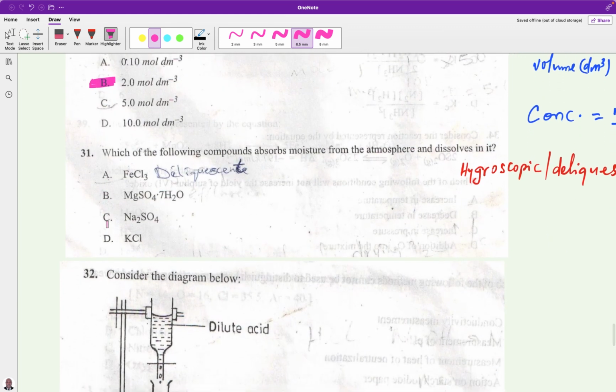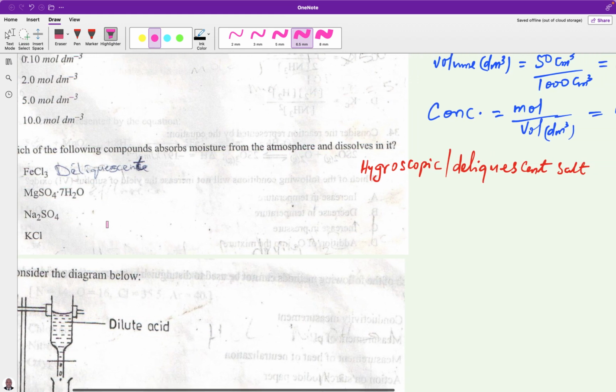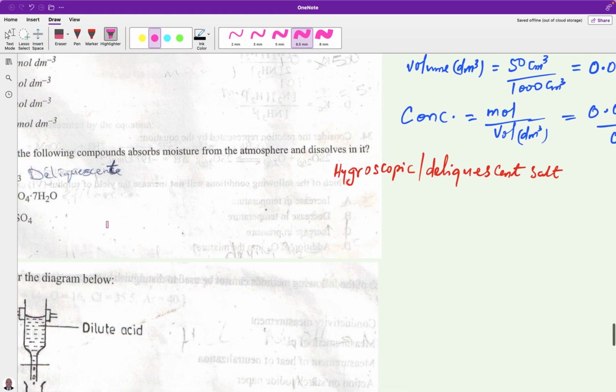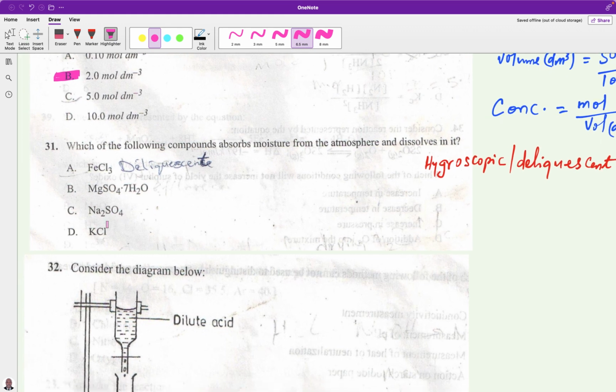Now, which of the following compounds absorbs moisture from the atmosphere and dissolves in it? That salt should be hygroscopic, or a deliquescent salt. A deliquescent salt, that type of salt is mostly iron 3 chloride. It's mostly iron 3 chloride that does that. So our answer is A.